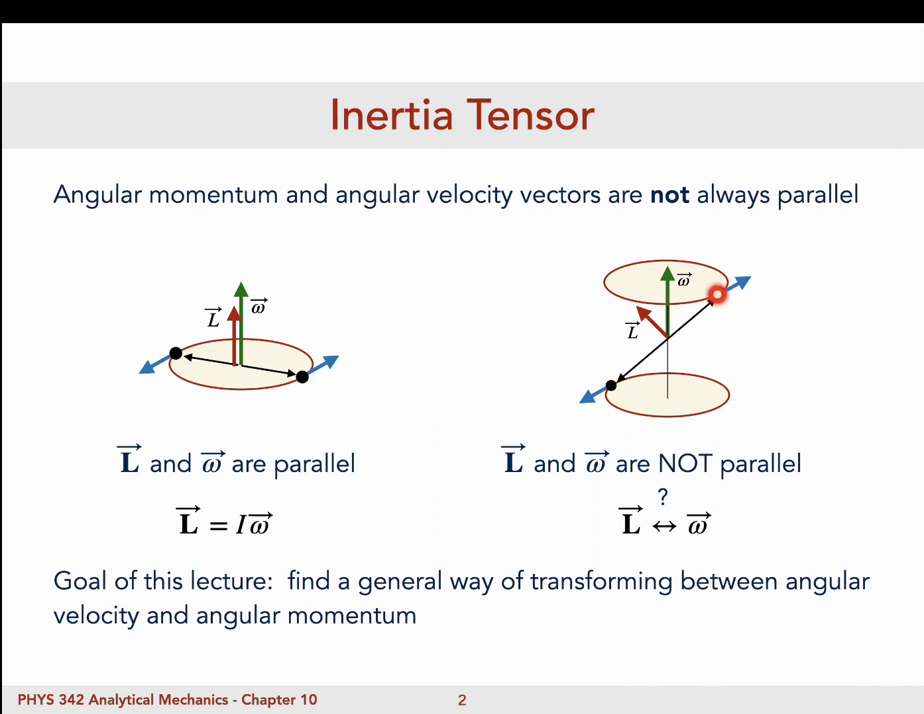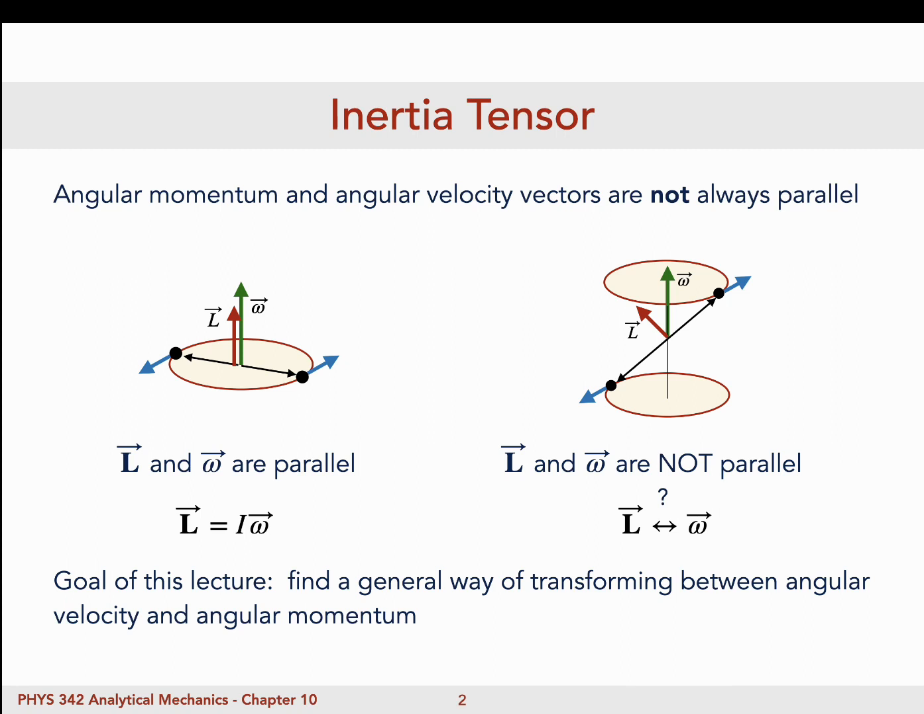If the two masses are orbiting not around each other, but are displaced vertically, so the top mass orbits above the xy plane and the lower one, say, orbits below the xy plane, we found that the angular momentum and the angular velocity vectors are not parallel.